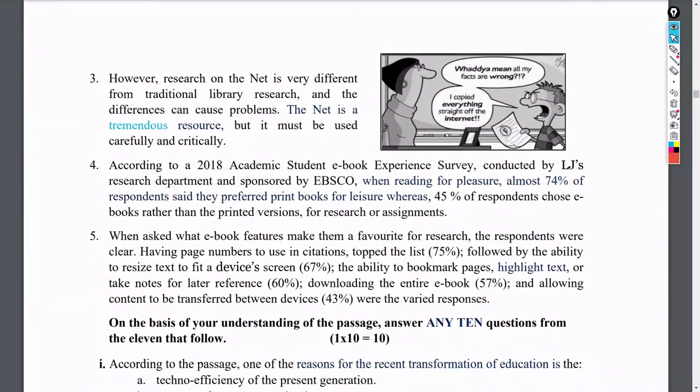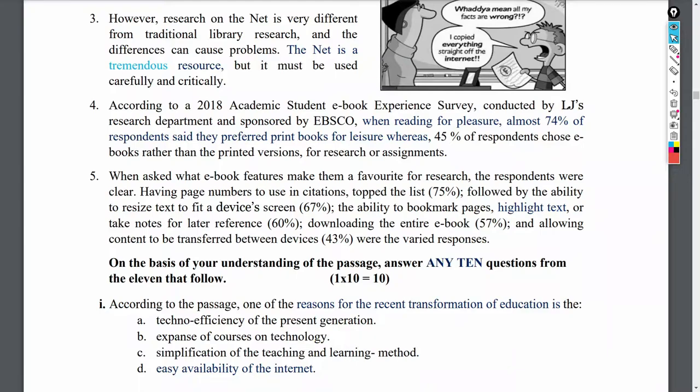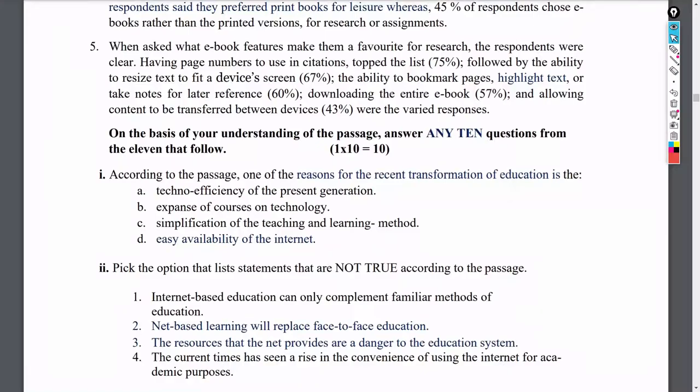First question from here. According to the passage, one of the reasons for the recent transformation of education is the. So, passage में passage आप पढ़ेंगे. उसके बाद आप W question करेंगे, मतलब what is the gist, what is the thing, what is the central idea. तब आपको अंदाजा होगा और वो जो लाइन होगी या सेंटेंस होगा उसको आपको अंडरलाइन करना होगा और वो जो अंडरलाइंड सेंटेंस होगा वो आपको बहुत सारे प्लेस में उसका एप्लीकेशन होगा.